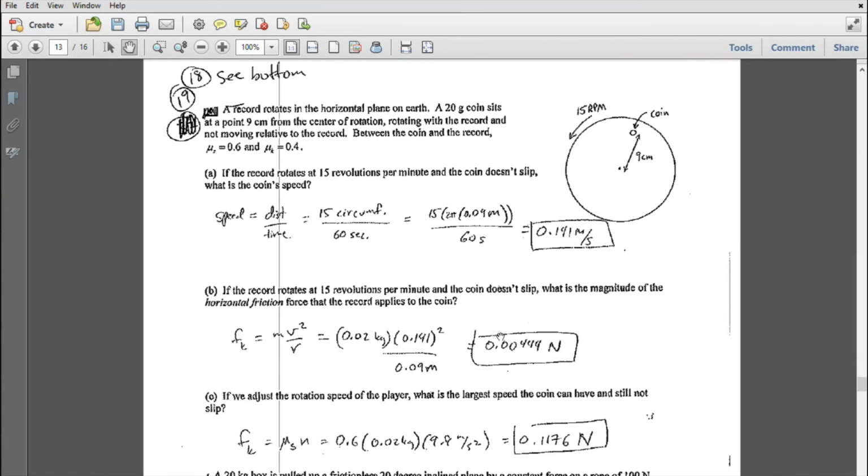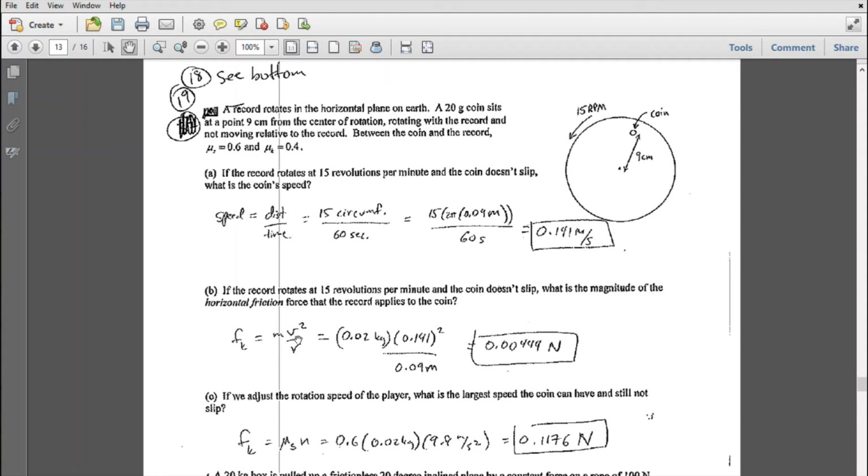This is an old exam problem. Okay, so if it's rotating at 15 RPMs, always when we get RPMs and we want speeds, we use the distance over time trick. If it goes 15 revolutions in 1 minute, we know that 1 minute or 60 seconds is the time we'd like to use. How far does it go? Well, it goes 15 revolutions, 15 times 2 pi r, so that gives us the speed.